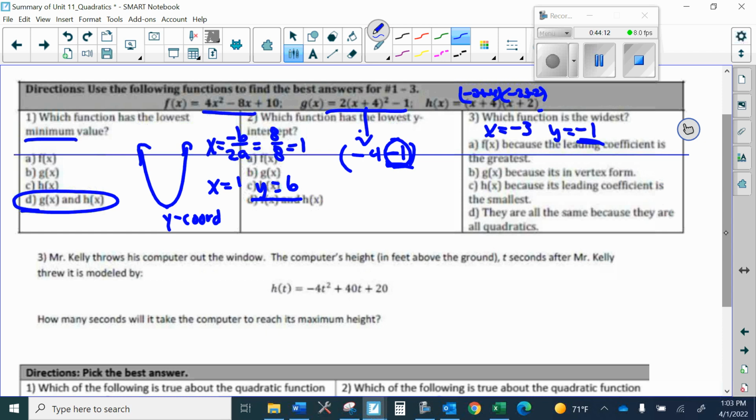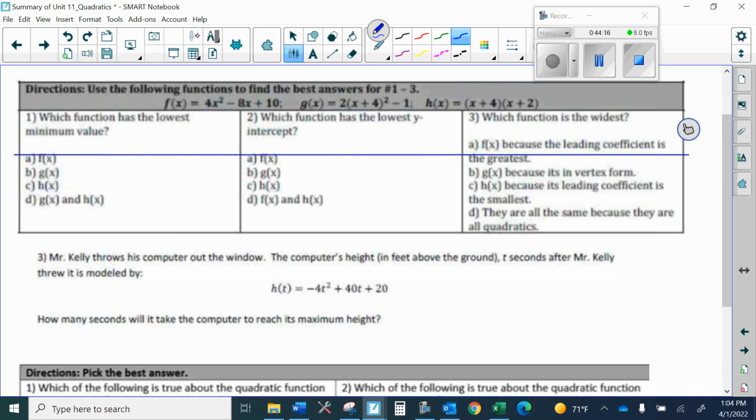Okay, now pause if you need to, write anything down, and I'm going to erase. Which function has the lowest y-intercept? Well, we know the y-intercept comes from making x equal to 0. We've already gone over that. So plug in x equals 0. That one gives me 10. Plug in 0 here: 0 plus 4 is 4, times 4 squared is 16, times 2 is 32, minus 1 is 31 for that one. Obviously, 10 is much lower than 31.